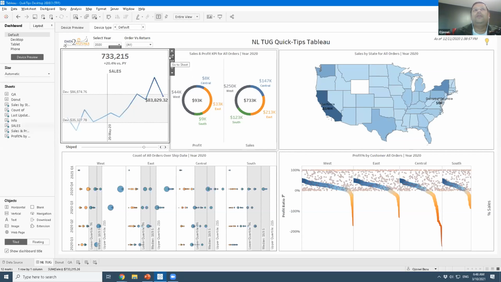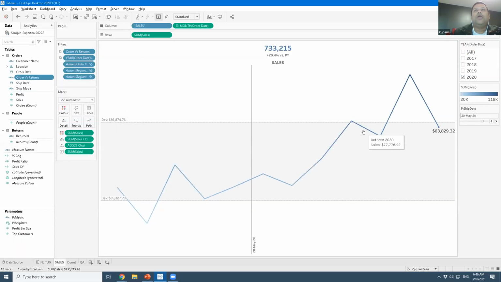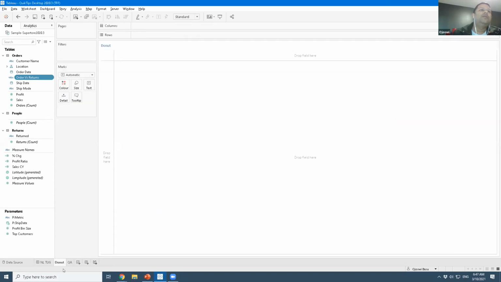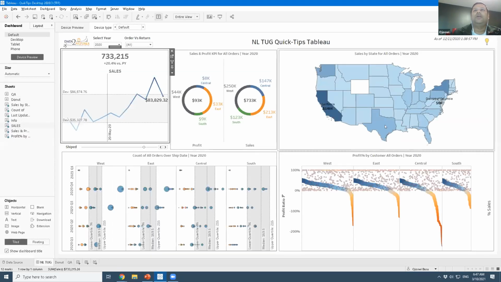I don't want to build this because Andy Kriebel, VizWiz, and I can put a link to this after, has a fantastic video on how to build this kind of a KPI chart. So, and who can do better than Andy? So I don't want to speak about this, but we can build donut charts and maps and map in a map kind of a thing. Let's see.